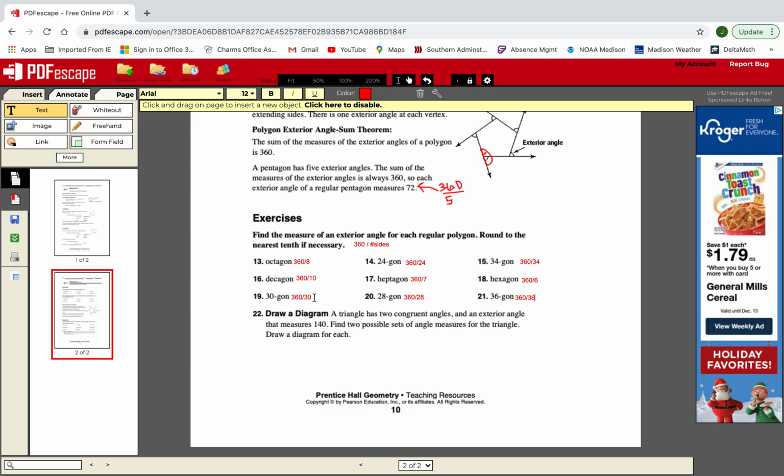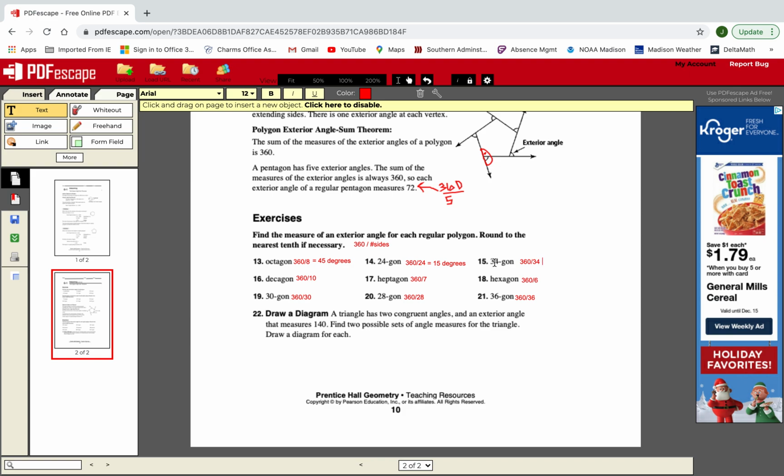So we can do the math on all of these. I should have put equal signs after all of these already, but that's okay. 360 divided by 8 gives us 45 for number 13, and this is the degree measure of one exterior angle: 45 degrees. For number 14, we have 360 divided by 24, which gives us 15 degrees.